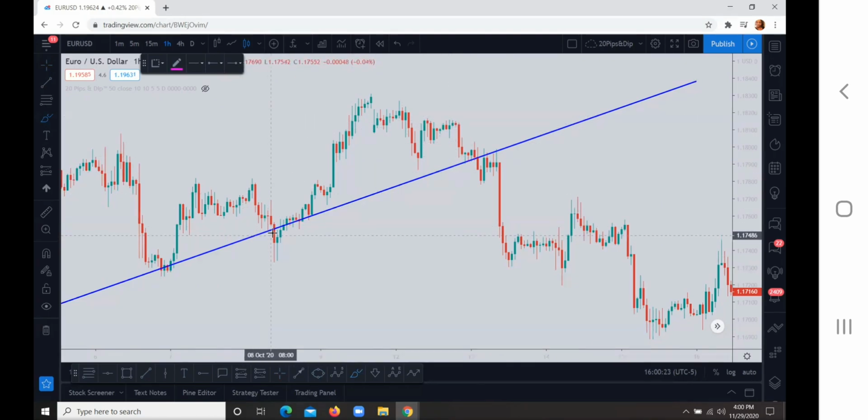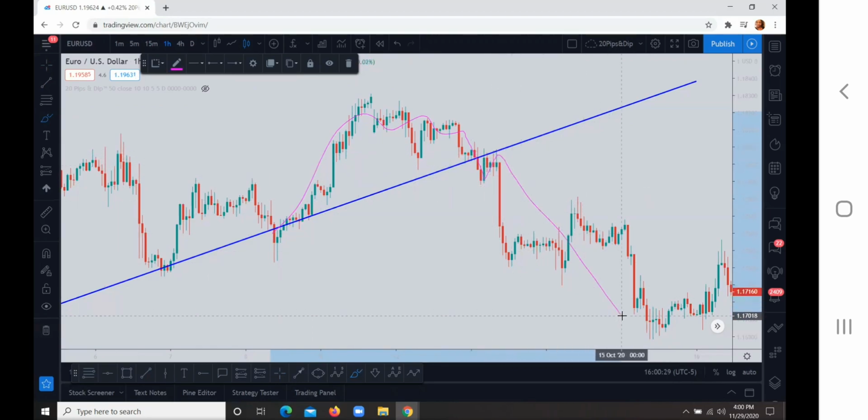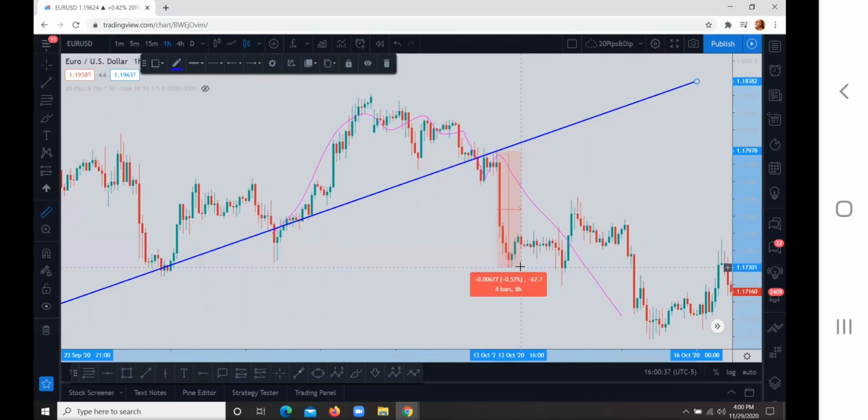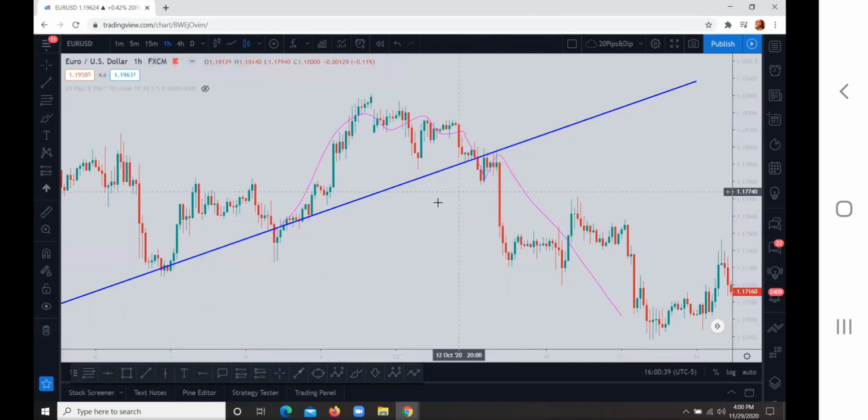We're going in an uptrend. Price broke out, retested, and then dropped, right? So a lot of people will look for this drop. This is 67 pips.